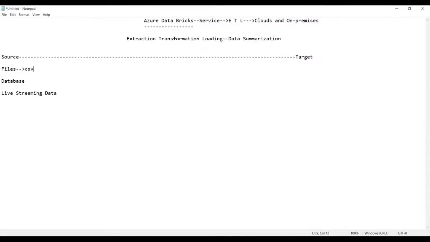These files can be CSV files, JSON files, and then Excel files, etc. These are the various types of files we have.